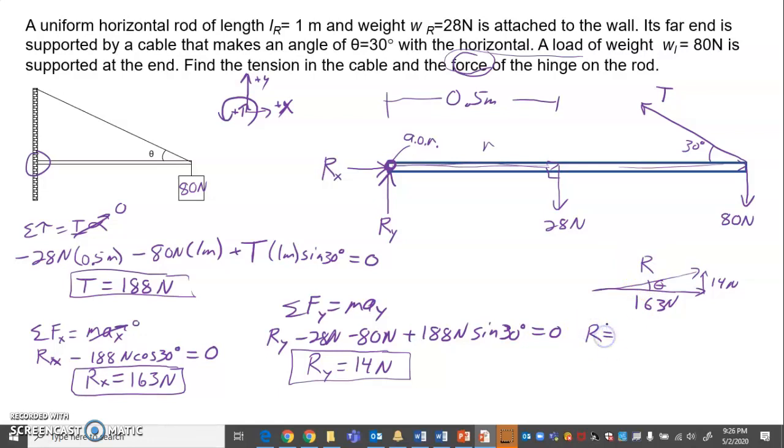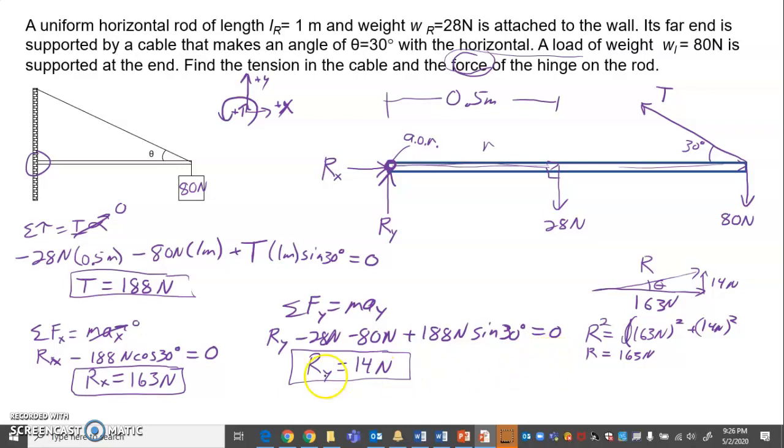So R squared equals 163 newtons squared plus 14 newtons squared. So R comes out to be 163 newtons. And interestingly, with the rounding, it turns out that way. And actually, if I kept more digits here, you would see a slight difference. It would be just slightly larger. And so I probably should have done that.